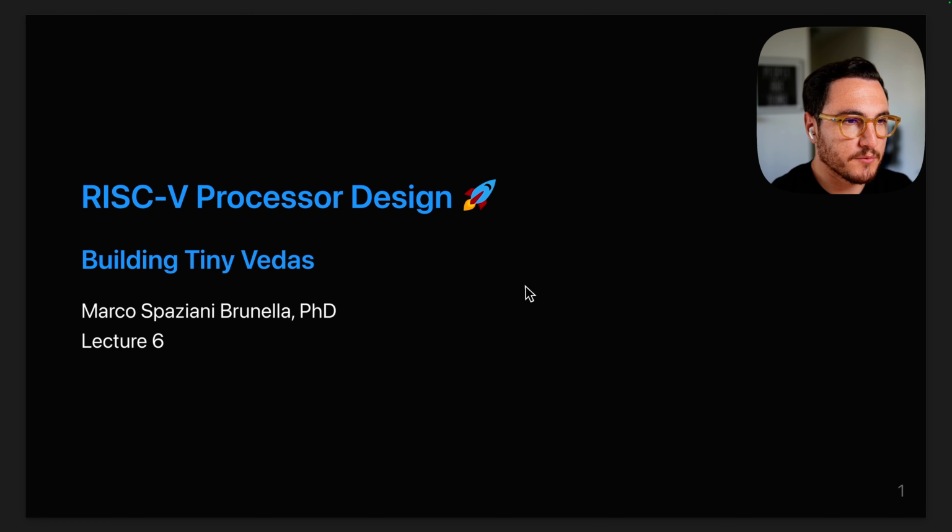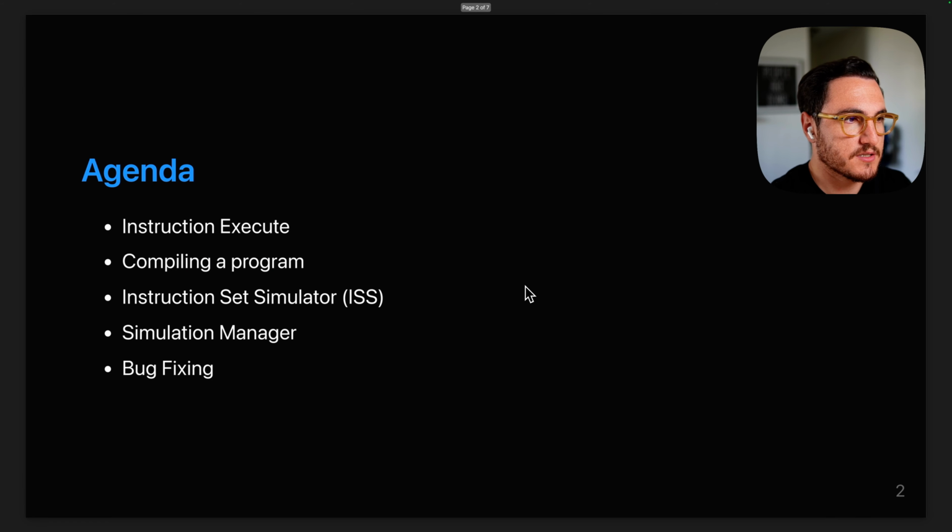And this is one of the most important lectures of the series because we're going to go through the instruction execute, how we compile a program, how we simulate the program with the instruction set simulator that we built, how do we run both the instruction set simulator and the hardware and then compare them together to make sure that the hardware is executing what it is supposed to.